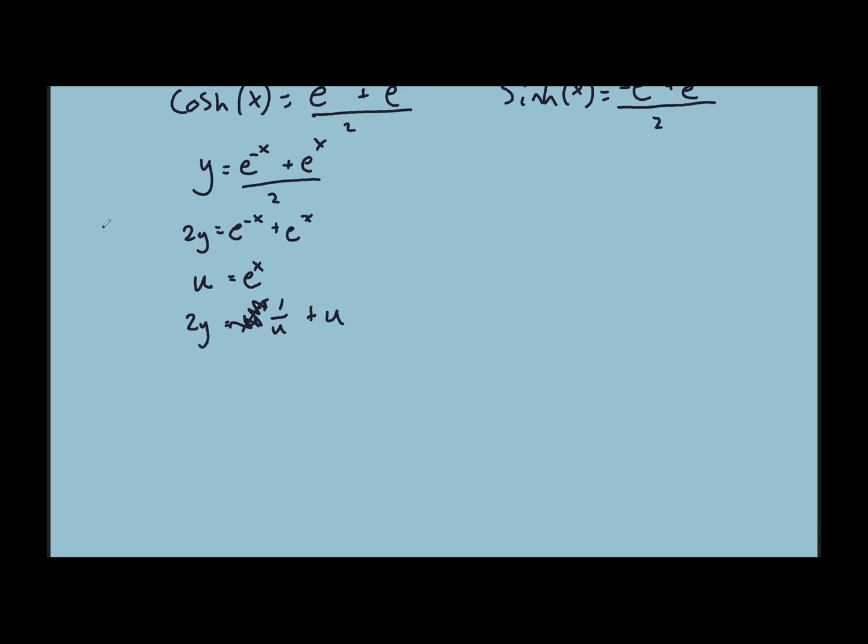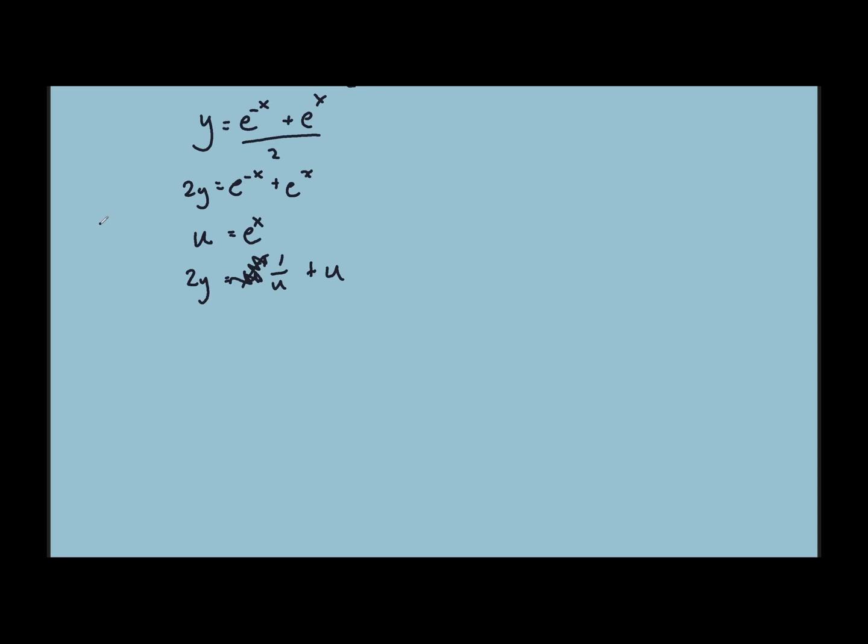That's the beauty of algebra. We can just make things equal things, can't we? But I still hate this inverse here. So what I'm going to do is multiply by u across the entire equation. So on one side I'm going to get, doesn't look very good, 2yu equals 1 plus u squared. And if I bring this over, I end up with u squared minus 2yu plus 1 equals 0.